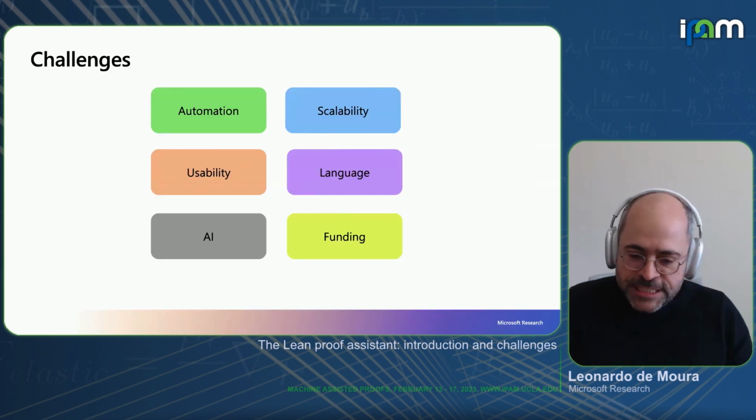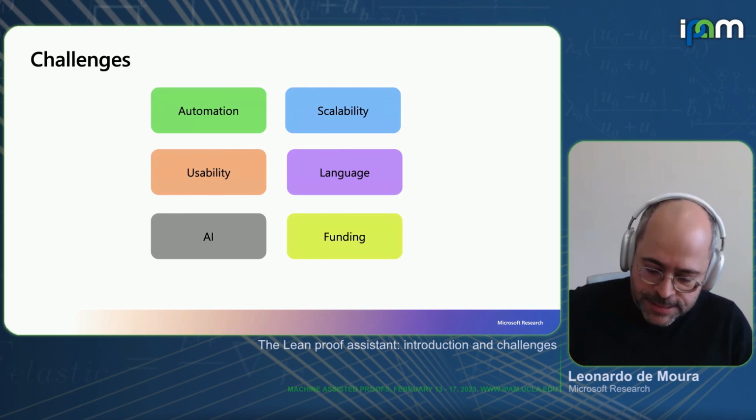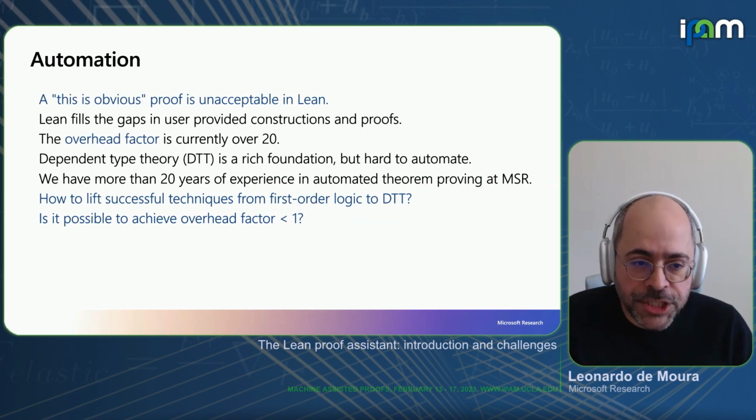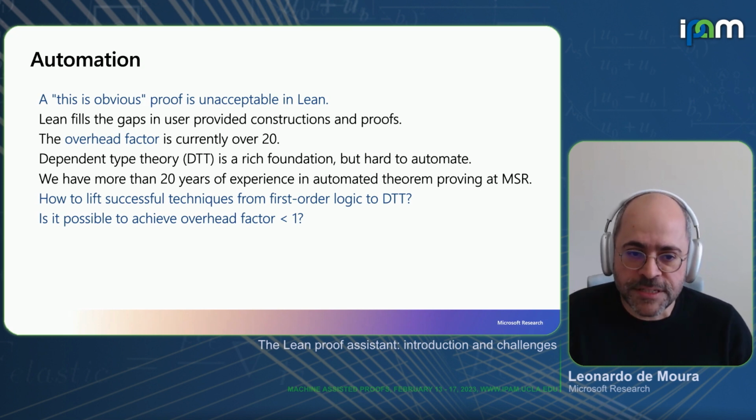Challenges. This was just an overview, but I want to focus on the challenges now. There are many different dimensions. One of them is automation, right? If you open any math textbook, you're going to find proofs where people say this is obvious. Yes, many steps are obvious. You don't want to waste time. And in a proof system, this "is obvious" is filled by proof automation, right? We have a lot of proof automation in Lean, but the overhead factor is still really high.